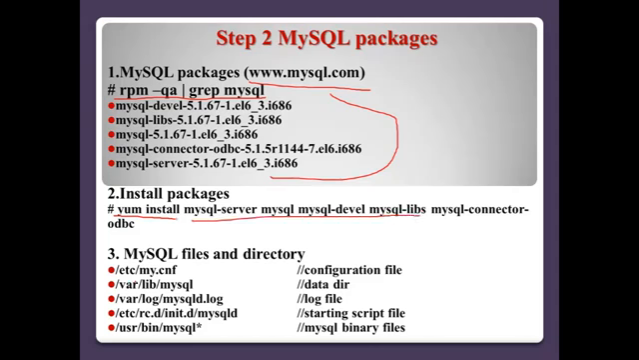Number 3, MySQL files and directories. After we successfully install these packages, we can find these files. /etc/my.cnf is the main configuration file. /var/lib/mysql is the data directory. If we create a new database, normally we can find it in this directory. And /var/log/mysqld.log is the main log file.